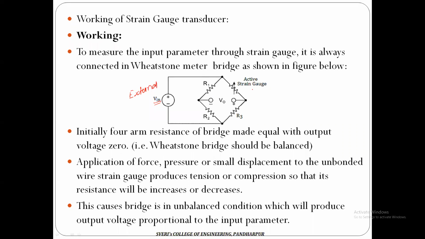And to measure the applied force by using the strain gauge, it is compulsory to connect it in a Wheatstone meter bridge, and to operate that Wheatstone meter bridge we need an external supply. That's why the strain gauge is called a passive type of transducer, because an external supply is needed. Get my point? Now see, this is a Wheatstone meter bridge. In this bridge, one active strain gauge is connected, and you just assume that here one dummy strain gauge is connected. This is the dummy strain gauge.